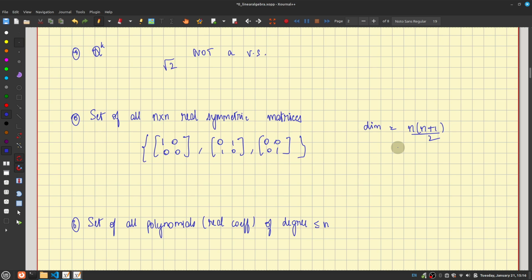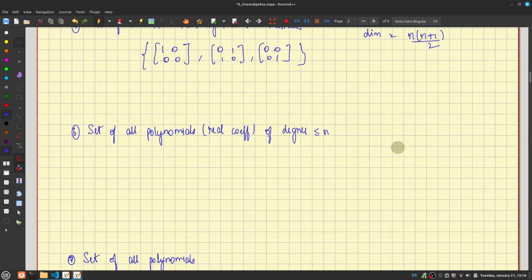Essentially, once you fix the entries along the diagonal and above the diagonal, everything else gets fixed. So the number of basis vectors that you have, the number of degrees of freedom that you have, is only in the entries which are along or above the diagonal, and the number of such entries is just 1 plus 2 plus 3 plus 4 and so on up to n, which is just n into n plus 1 by 2.